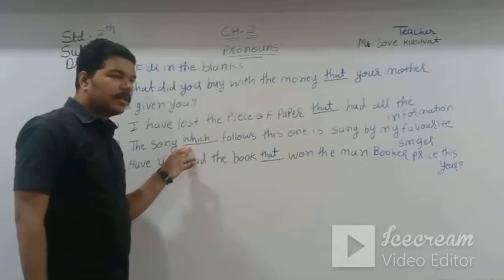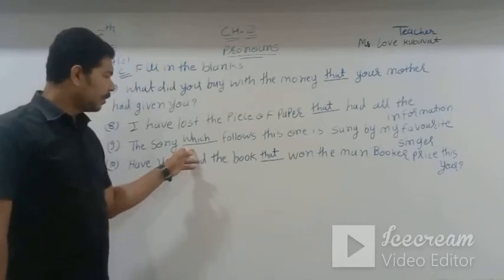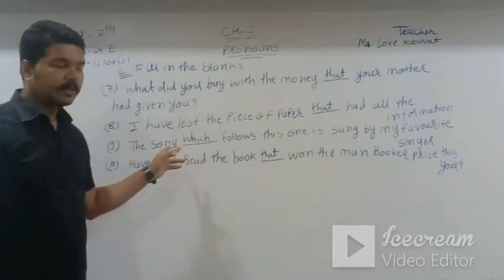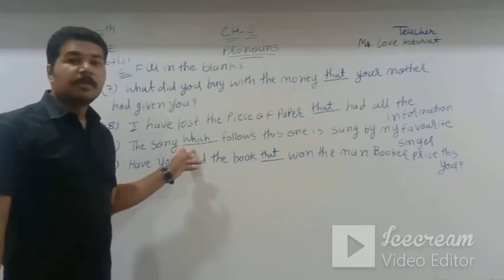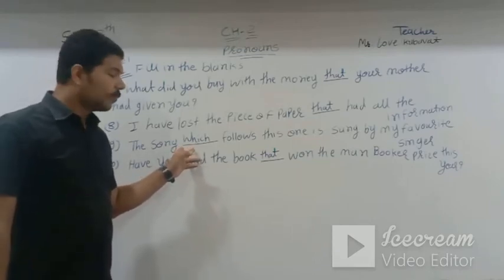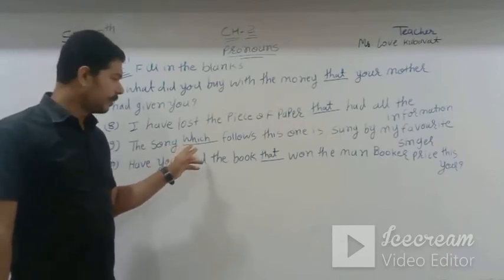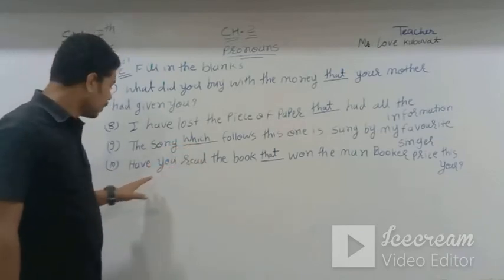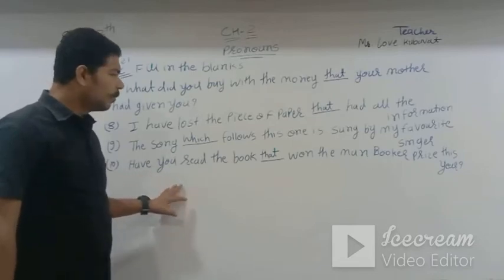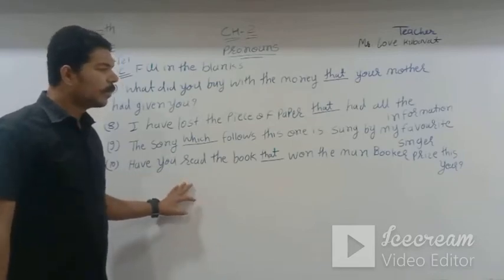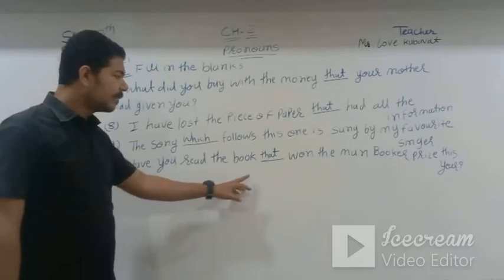Here, this statement is related to get the information about which, what and which. We get information about statement or things, that's why the answer is which. Tenth one, have you read the book blank on the Man Booker Prize list? Yeah, the answer is that.